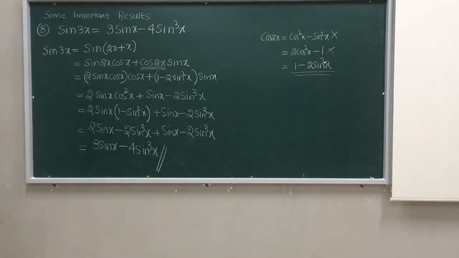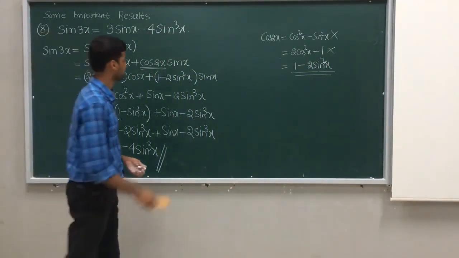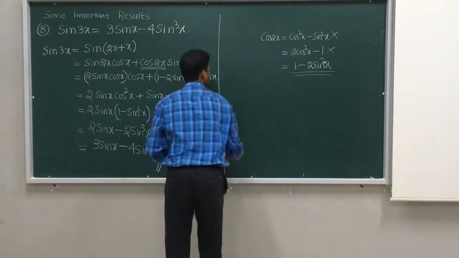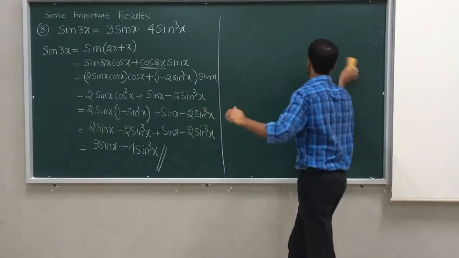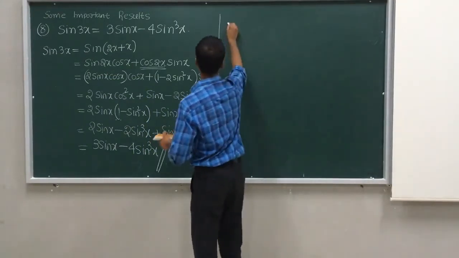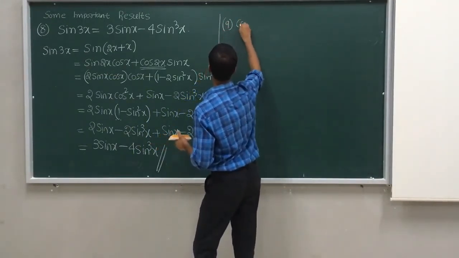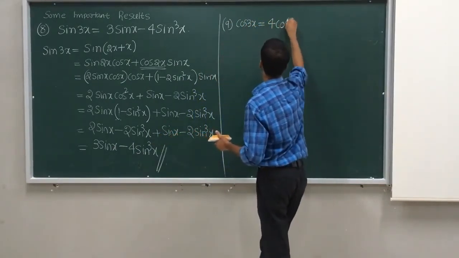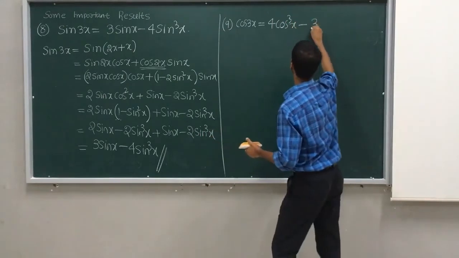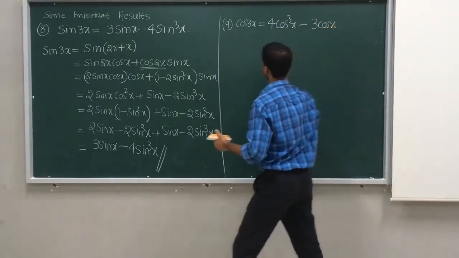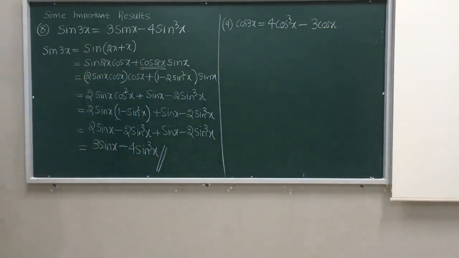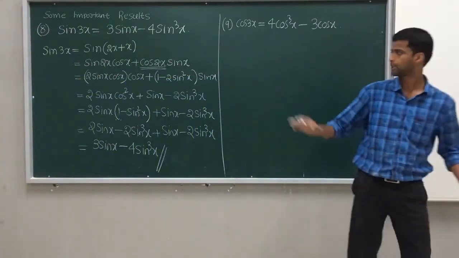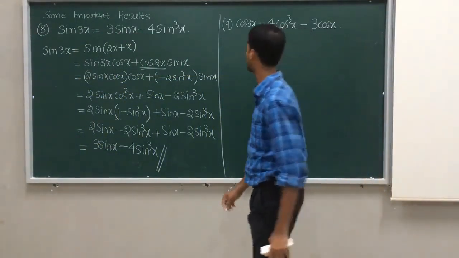Now, in a similar way, we will proceed for cos. That is derivation number 9: cos 3x is equal to 4 cos cube x minus 3 cos x. Why I have written it in parallel is so that you can understand this easily.